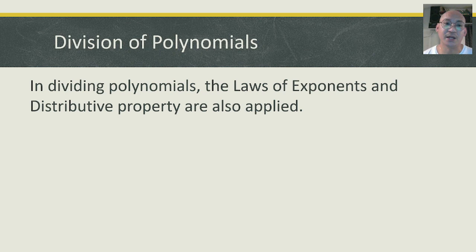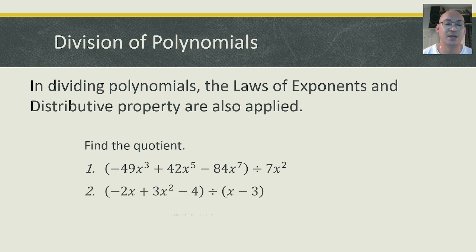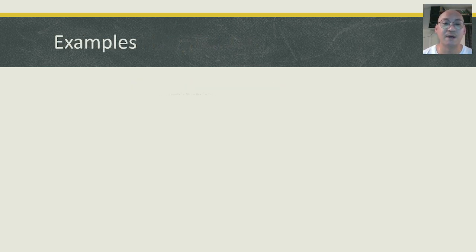Division of polynomials. When we divide polynomials, we need to use the laws of exponent and some distributive properties. We need to apply these for us to divide polynomials. So here are some examples where we are going to get the quotient. Number one is negative 49x cubed plus 42x to the fifth power minus 84x to the 7th power divided by 7x squared. So let's do the first example.